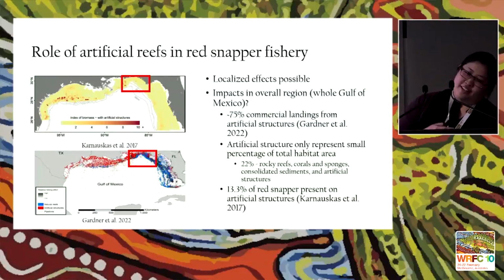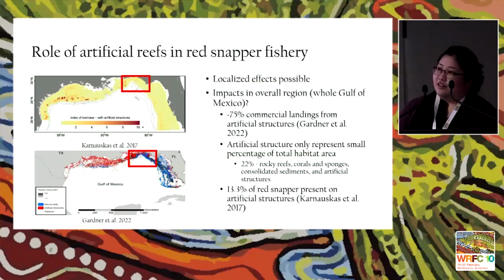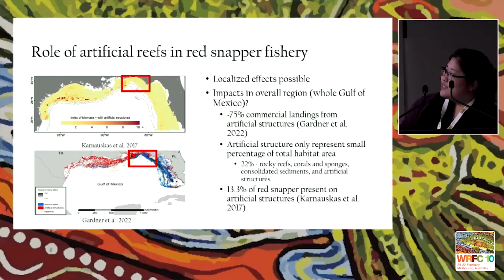But on the other hand of the argument, artificial structures only make up less than 22%, because this 22% consists of other types of habitat. And another study found that only 13.3% of the red snapper are at artificial structures.